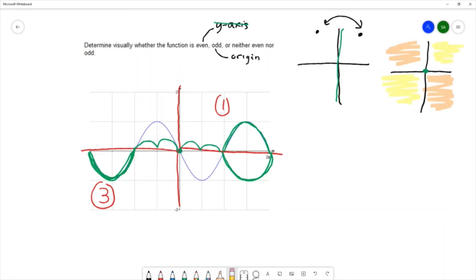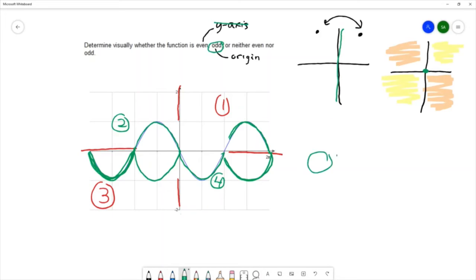Let me try to do it with this piece right here as well. If I'm starting off with this piece, which is in quadrant 2, and I reflect over the x-axis and then reflect over the y-axis, I'm landing right on top of that graph in the 4th quadrant. And so this graph does have origin symmetry. Functions that have origin symmetry we would categorize as odd. So this is an odd function.